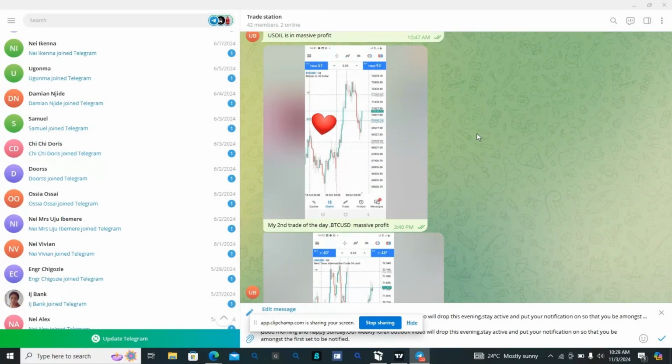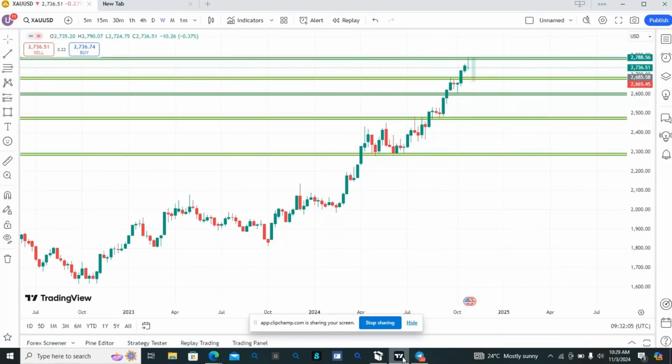So I traded about four pairs last week. All of them went well. So this week we'll be looking at gold. Let's start from gold on a weekly time frame.